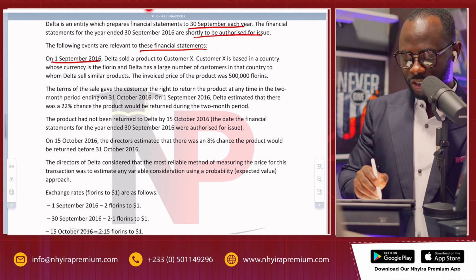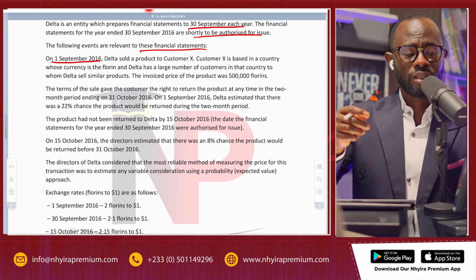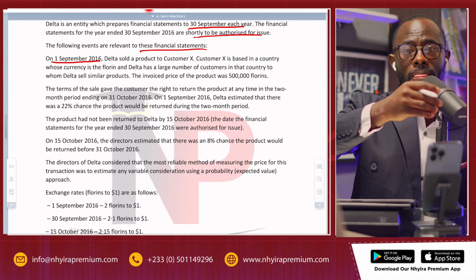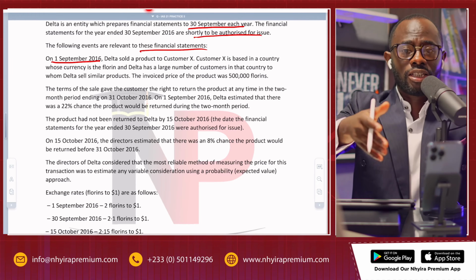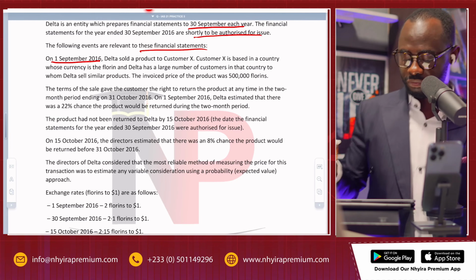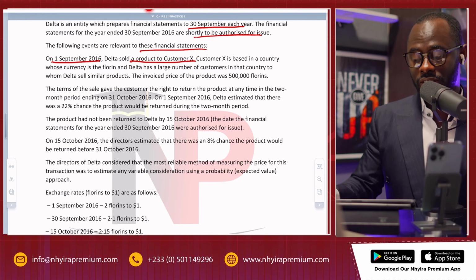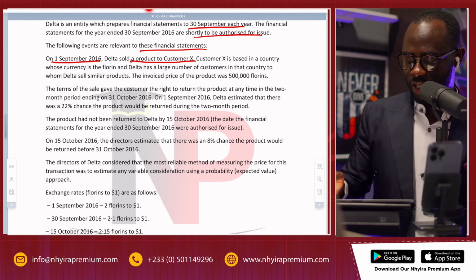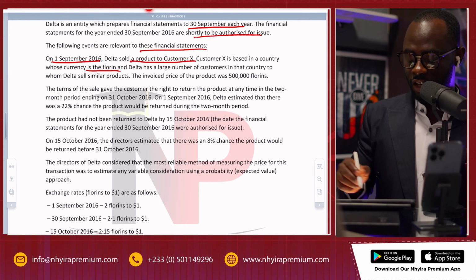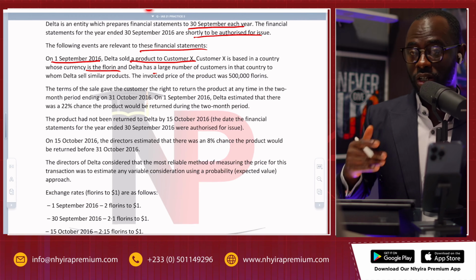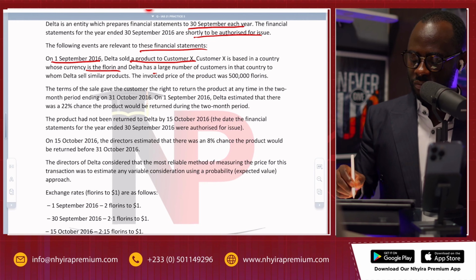On 1st September 2016, now remember 1st September 2016 will be when? 1st September 2016 will be just the beginning of the last month for the year ended under review. Delta sold a product to customer X. Customer X is based in a country whose currency is the florin. And Delta has a large number of customers in that country to whom Delta sells similar products. The invoice price of the product was 500,000 florin.